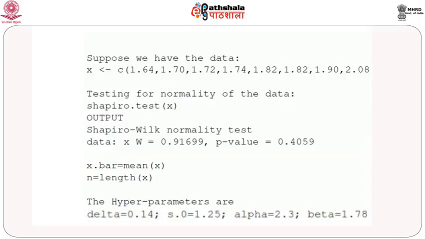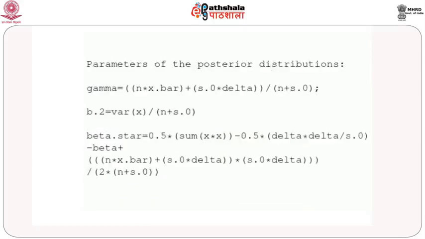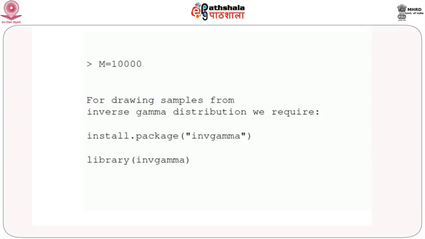Let us assume some hyperparameters and we have our regular assumptions of the conjugate family of prior distributions. We assume delta, S naught, alpha and beta are of the following values. From the derivation we saw that the parameters of the posterior distribution are as follows, and we compute them and store them in the R objects gamma, b dot 2 and beta dot star. Next we require to draw samples from the inverse gamma distribution. For this, we need an R package known as invgamma, which can be installed and loaded into the R environment using the following commands.